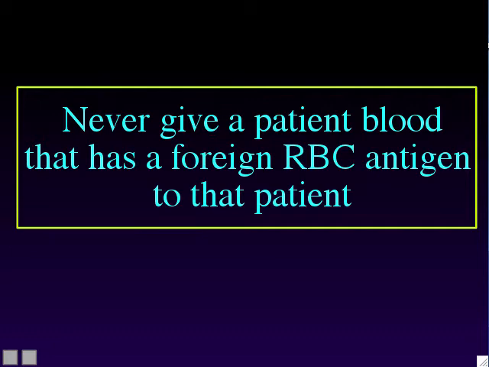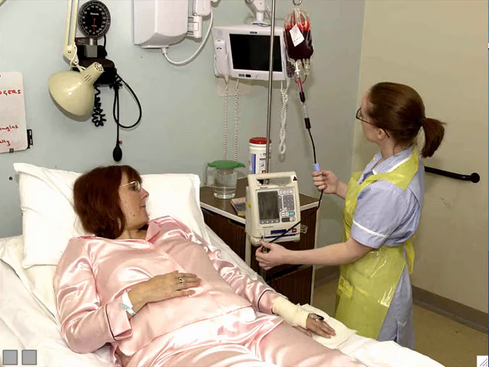That's probably worth repeating. So never give a patient blood that has a foreign red blood cell antigen to that patient. Now, because transfusion mismatches can be so dangerous to patients, they very, very rarely happen in hospitals. Hospitals do at least 3 levels of checking, triple checking, before they give a patient a transfusion to make sure that it's not a transfusion mismatch.